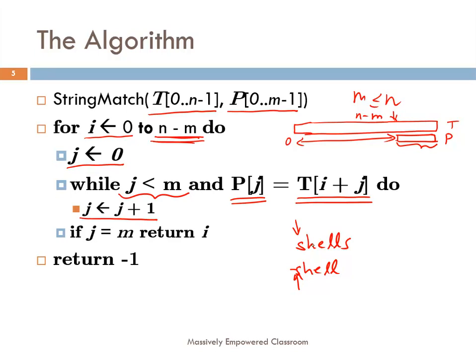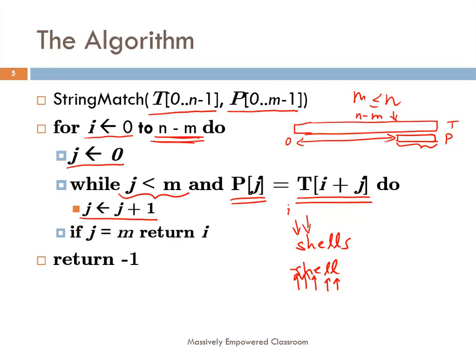Now we only advance j; i remains here. j advances to the next one, and P[j] is h, and T[i+j] will point to h. They match each other. i remains the same. i is in the outer loop. j keeps advancing, and with each advancement of j, we compare the jth character of the pattern to the (i+j)th character of the text, and if they keep matching, we keep advancing.